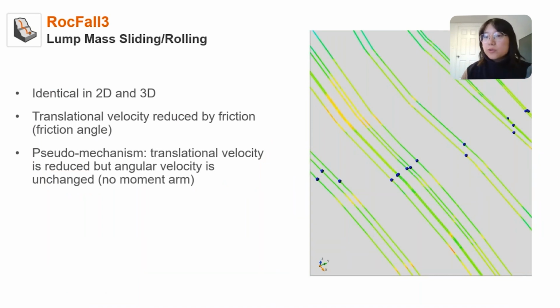So sliding and rolling are accounted for separately from impacts. In the lump mass theory, the formulation is the same in 2D and 3D, where the translational velocity is reduced as a result of friction. So here, the friction angle is the key parameter. However, an assumption has to be made in that without a moment arm in the particles, only the translational velocity is reduced and the angular velocity remains unchanged.